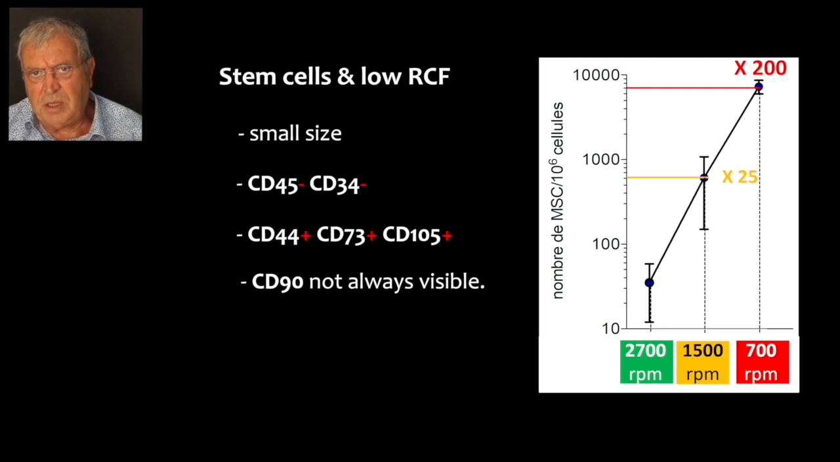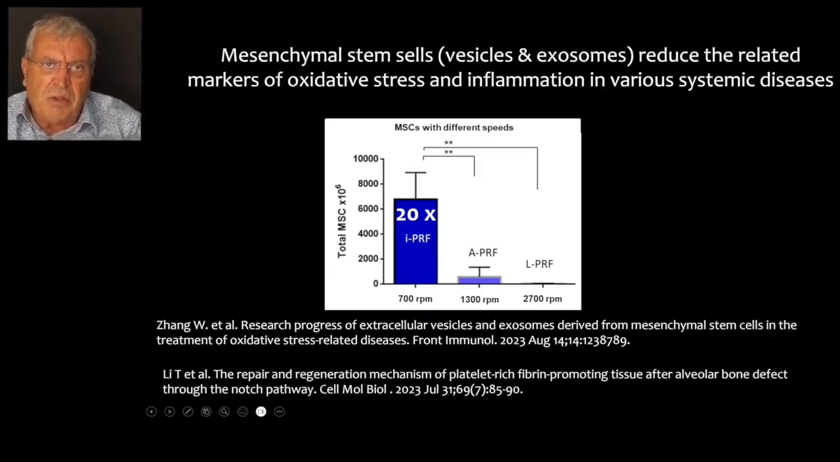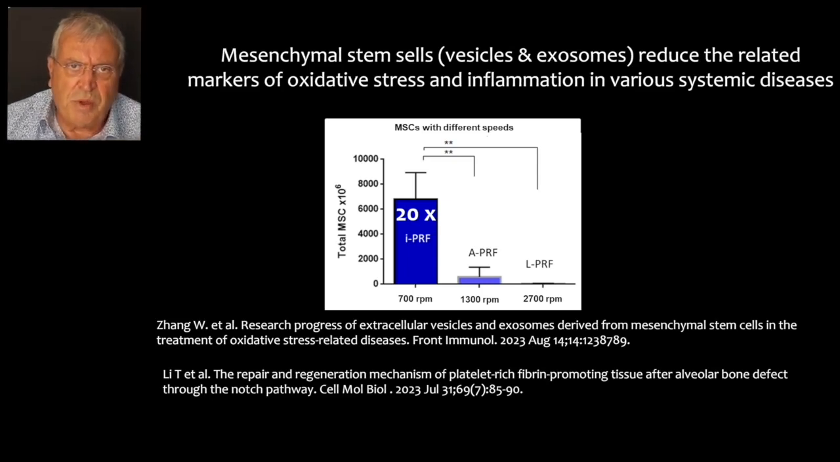As we decrease the speed, we increase the number of stem cells, mesenchymal stem cells. And we know that the stem cells reduce the related markers of oxidative stress and inflammation. It's a very good help when we want to reduce the inflammation. And this is what we can do with the PRF.